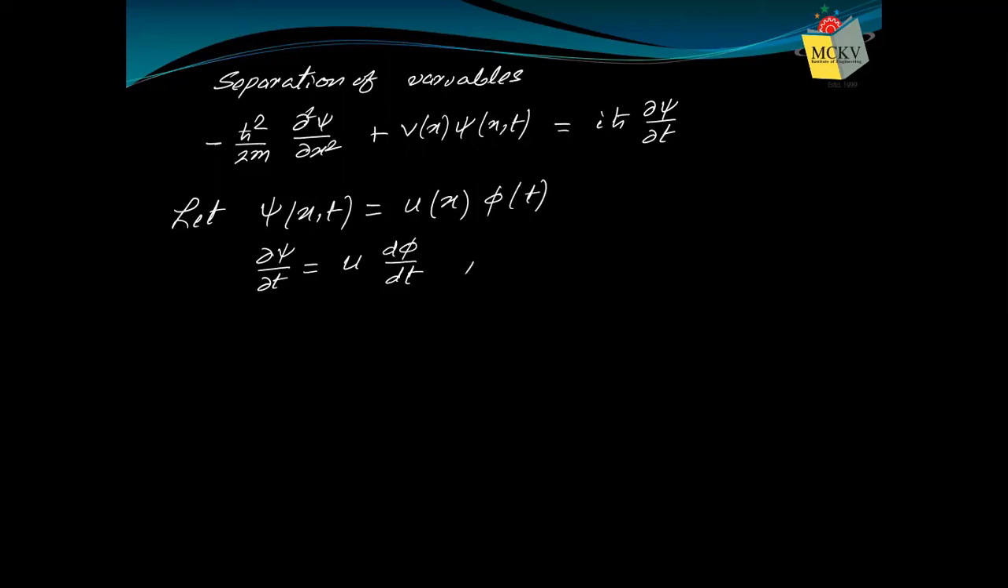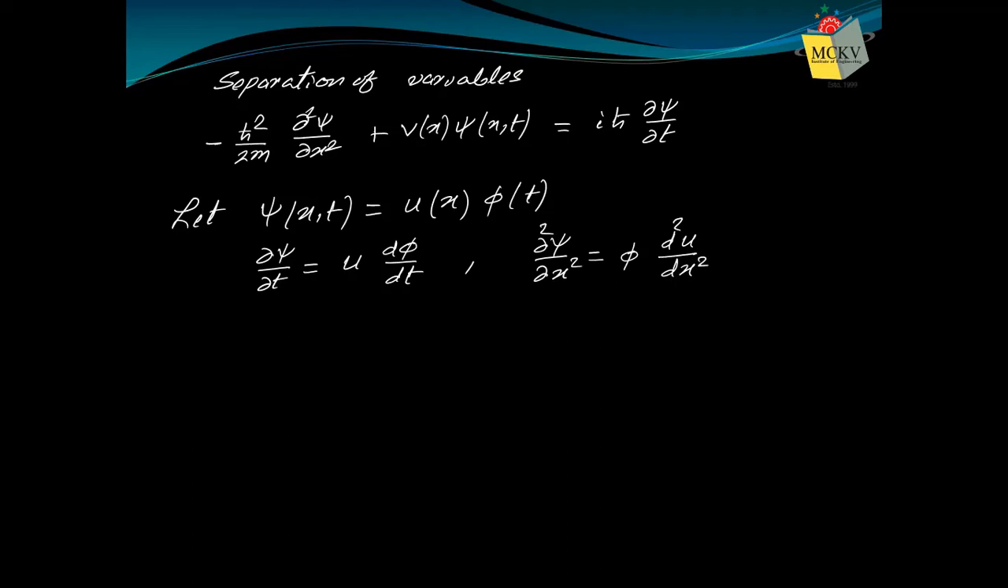Next, what we require? Del psi del x. What will be del psi del x? So in this case, phi remains constant because it has no space dependent quantity. It is only a time dependent quantity. So phi remains constant. So what we have? du dx. What we require here? We require actually del 2 psi del x2. Del 2 psi del x2 will be then this. Simple. Now put the values.